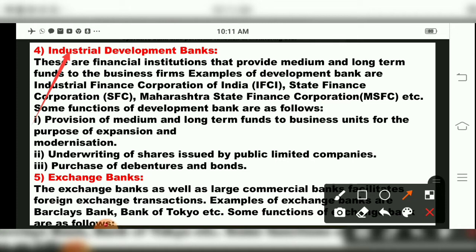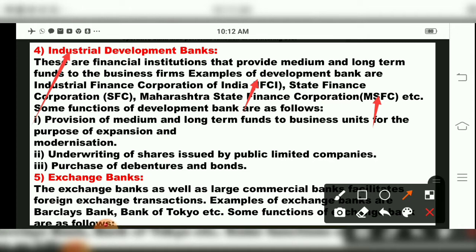So these are the banks which work for industrial development, meaning they will provide loans or lend money for the development of industries. Which banks are there? Industrial Finance Corporation of India, children. See, you can see IFCI, then Maharashtra State Finance Corporation, MSFC. So these are the banks which will provide loans.